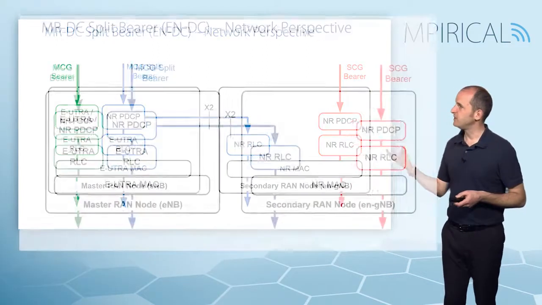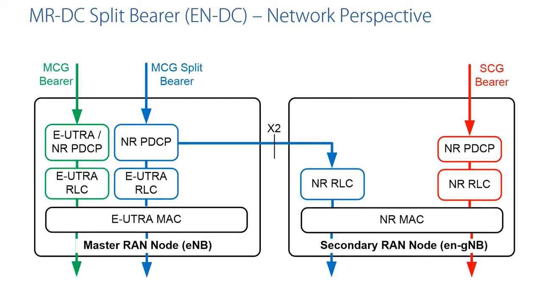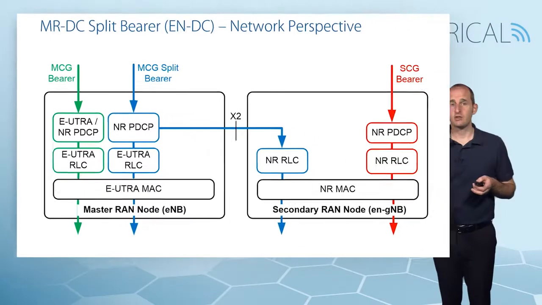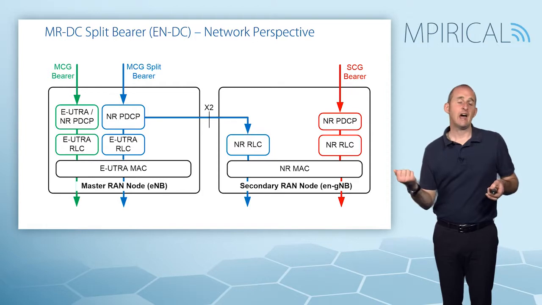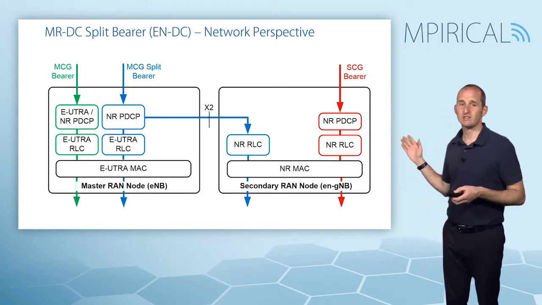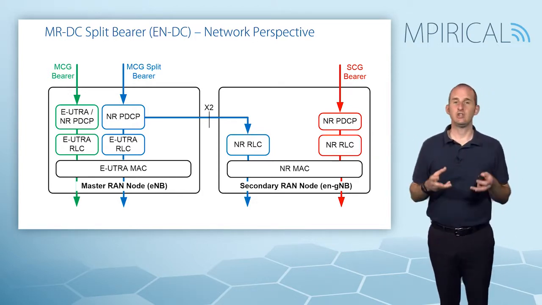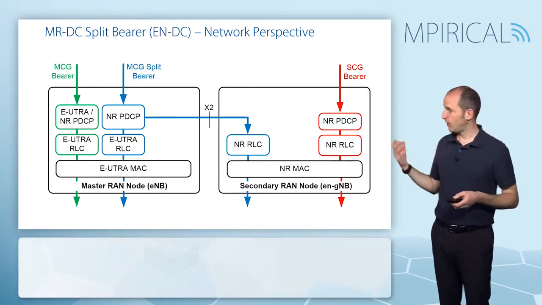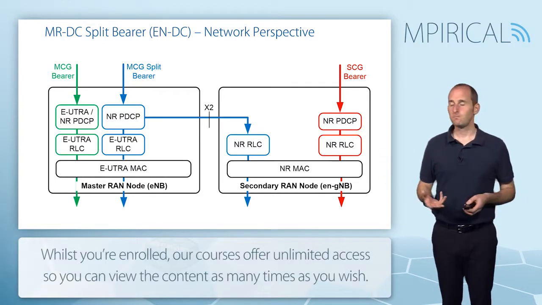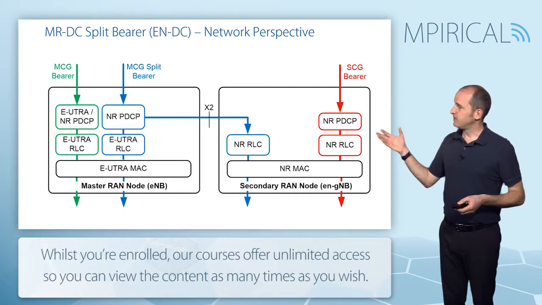Now in terms of our split bearers, well, we are only using new radio PDCP for this. So for an MCG split bearer, you can see that the traffic comes in to the PDCP layer, and that is where the traffic gets split. So some of the traffic gets sent from the master eNodeB and some is forwarded across X2-U to our EN-gNB to obviously be transmitted. That's the MCG split bearer.